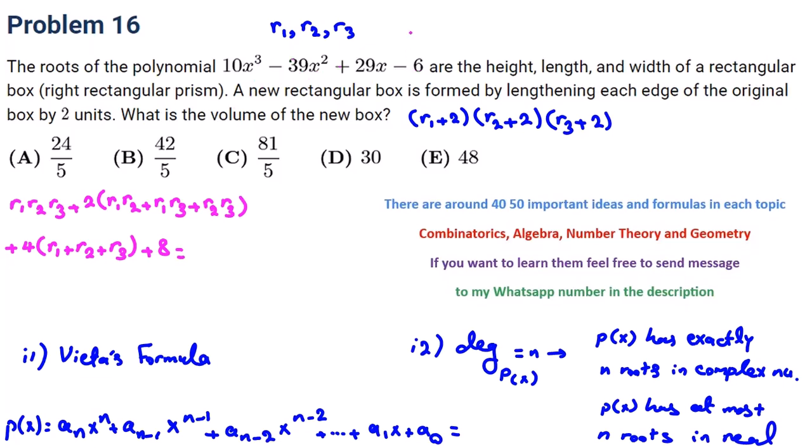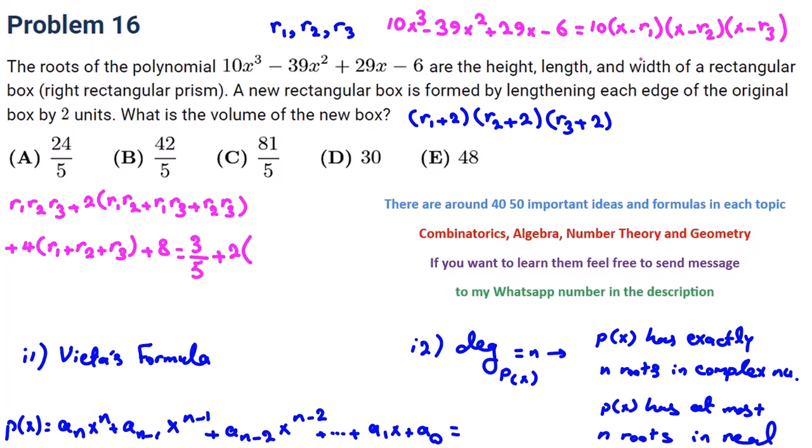If you forgot Vieta's formula, let me tell you a trick to remember that. It's 10x cubed minus 39x squared plus 29x minus 6. So you say it is equal to 10 times (x minus R1)(x minus R2)(x minus R3). So you can say, minus R1 minus R2 minus R3, which is negative of R1 R2 R3, times 10 equals 6. So you can cancel the negative, it will be 6 over 10 or 3 over 5.